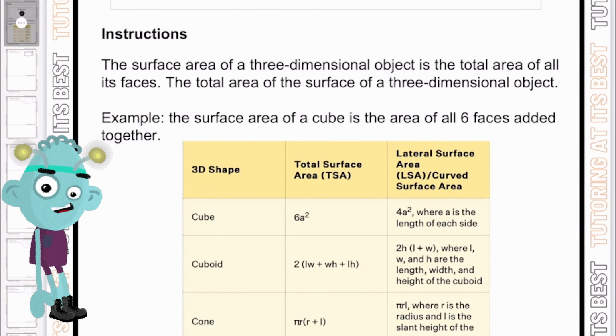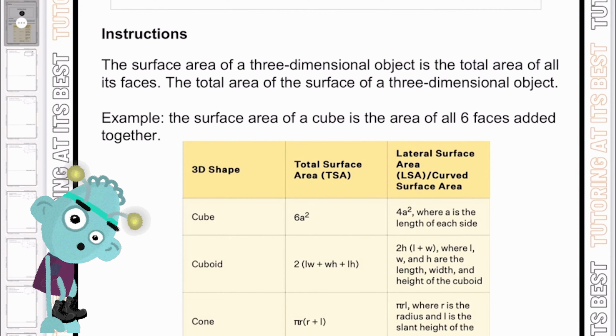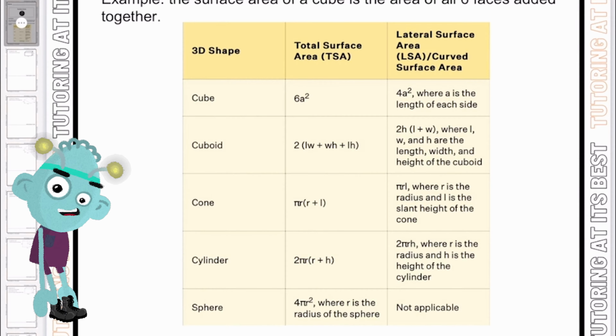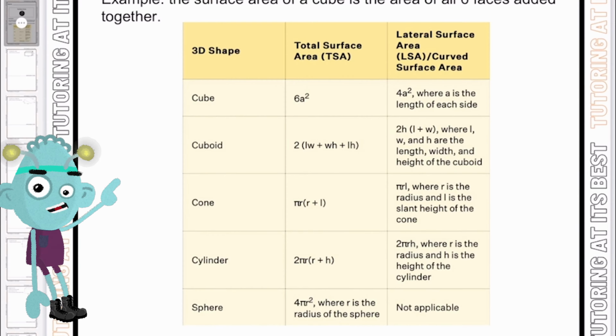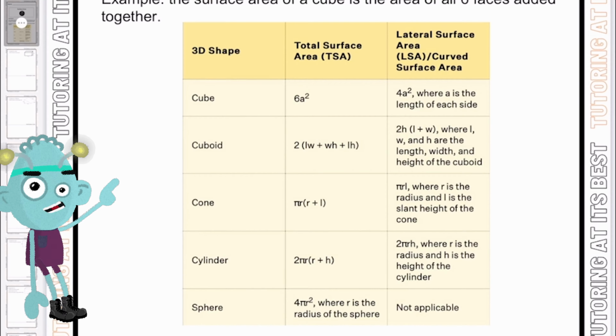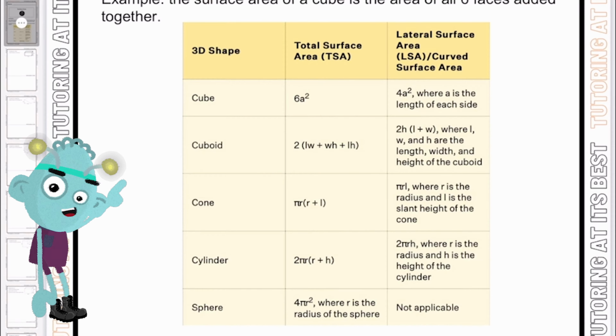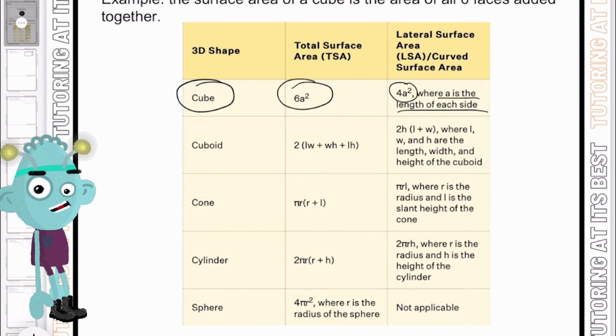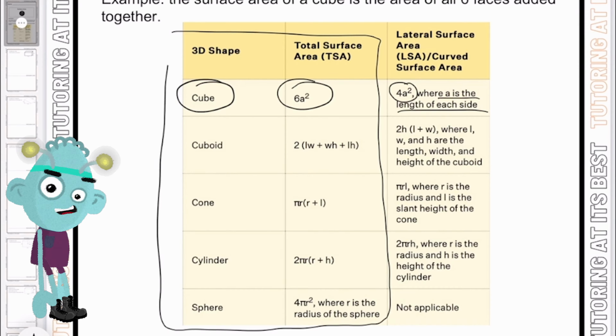The surface area of a cube is the area of all 6 faces added together. And as you can see, I've got a table showcasing a range of different 3D shapes, the total surface area, including the volume, as well as the lateral surface area and the curved surface area. If we take a look at the 3D shape cube, we can see that the total surface area is 6a squared, where we have a curved surface area of 4a squared, where a is the length of each side. In this video, we will be just focusing on the total surface area as per the 3D shapes given.